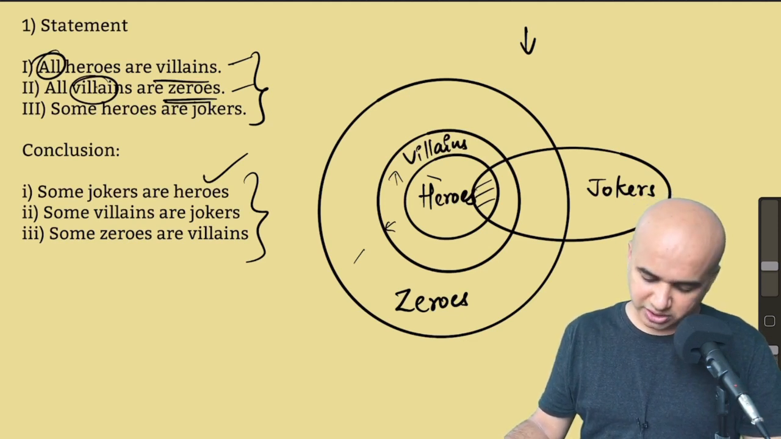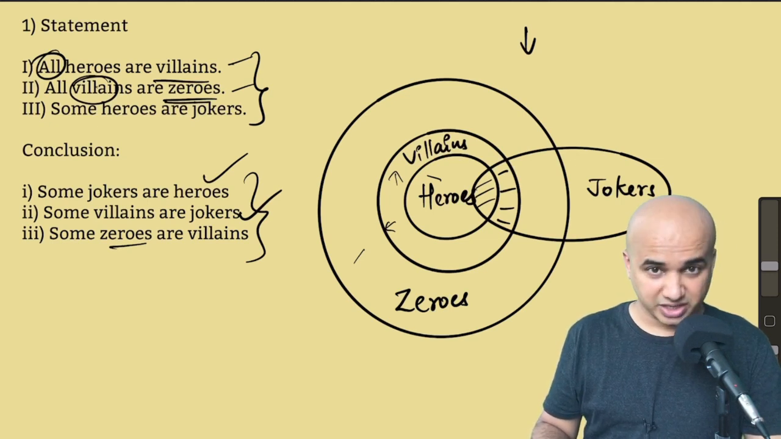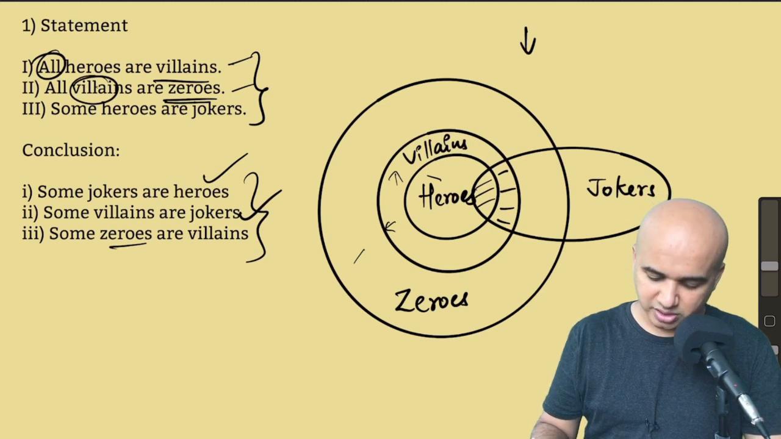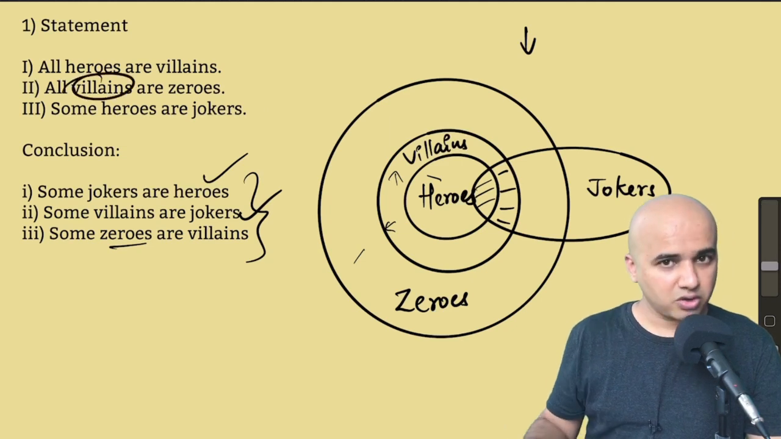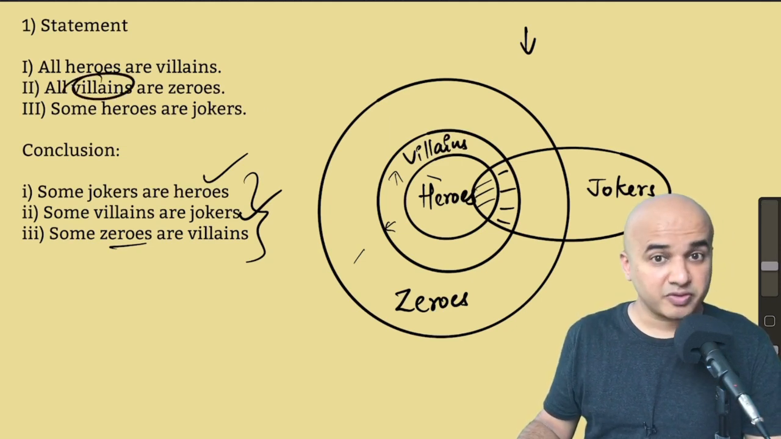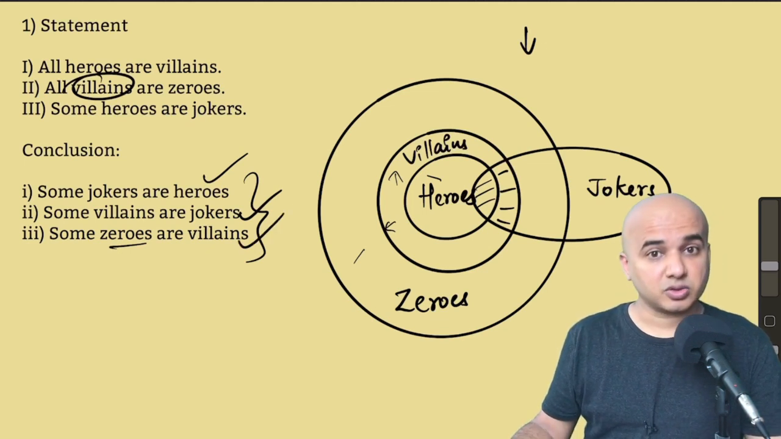Some villains are jokers. There is also some intersection between villains and jokers. So this statement is also true. Then some zeros are villains. Obviously, not all zeros are villains, but some zeros are villains, because villains is basically part of zeros only. If you look at statement number 2, it's very evident that all villains are zeros. If all villains are zeros, some zeros will be villains, because villains is anyway part of zeros. So this statement is also valid.